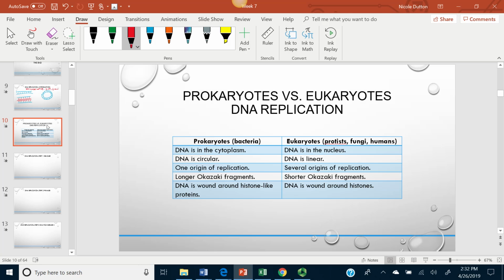So, prokaryotes versus eukaryotes DNA replication. For prokaryotes, DNA is just hanging out in the cytoplasm. DNA is circular. There's only one origin of replication, so the Okazaki fragments can be a little bit longer, and DNA is wound around histone-like proteins. In eukaryotes, the DNA is in the nucleus. DNA is linear. There are several origins of replication, shorter Okazaki fragments, and the DNA is wound around histones.